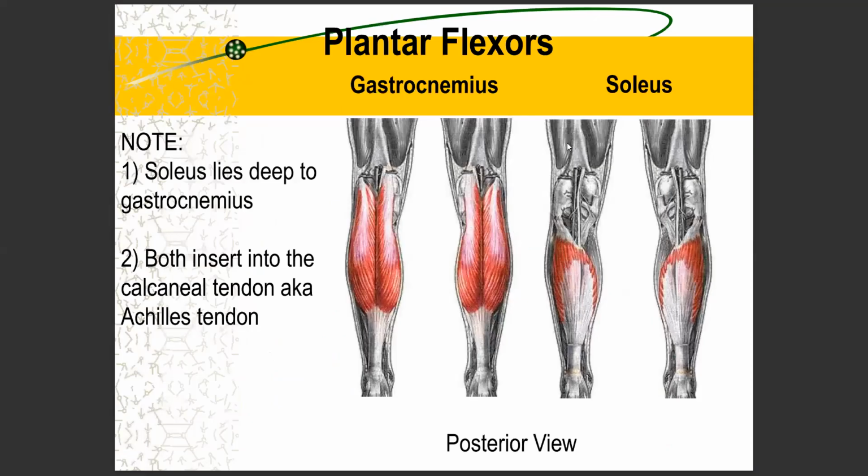For the plantar flexors, there are two muscles, the gastrocnemius and the soleus. Both muscles are present in the calf, just below the knee joint. The important point to note is that the soleus is a deep muscle, while the gastrocnemius is superficial to the soleus, and both insert into the calcaneal tendon, also known as the Achilles tendon. This is the soleus muscle, and this is the gastrocnemius muscle. Soleus is a single-head muscle, while the gastrocnemius is a double-head muscle.